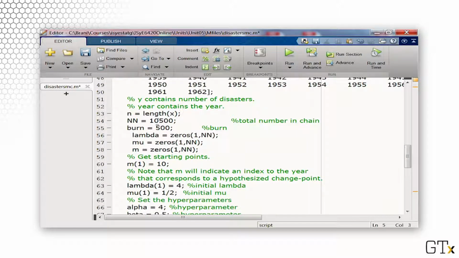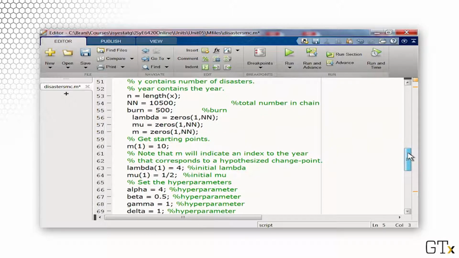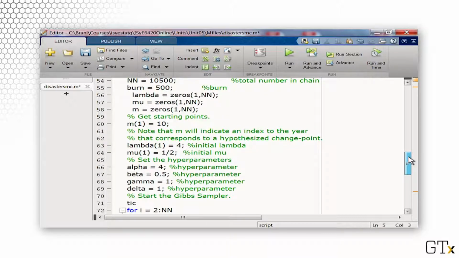We are going to take 10,000 simulations of MC with 500 burn-in. Lambda is going to be zeros at the beginning. Mu is going to be zeros, and M is going to be zeros at the beginning. And we are going to set start points. M1, the very first one, is 10. And then we are going to simulate from the posteriors. Lambda 1 is going to be 4, and mu 1 is going to be 1/2. These indices 1, 1, and 1 correspond to the index in the MCMC run, the very first one. It is the starting point.